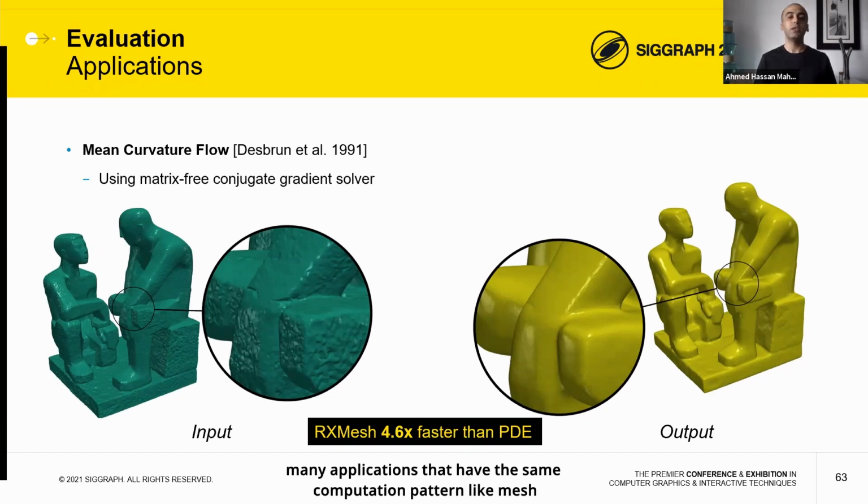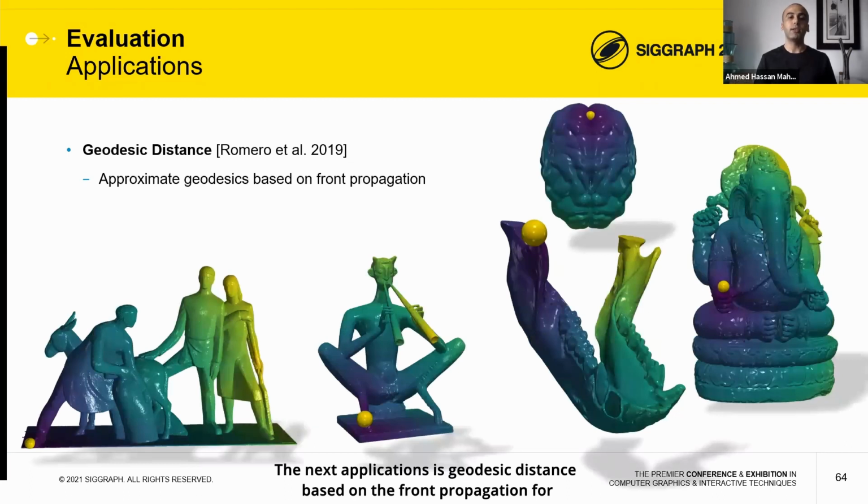There are so many applications that have the same computational pattern, like mesh parameterization and surface modeling using the as-rigid-as-possible technique. And thus we believe RXMesh would be a good fit for these applications. The next application is geodesic distance based on front propagation, for computing approximate geodesic distance using recent algorithms that work in parallel on the GPU, developed by Romero and colleagues.